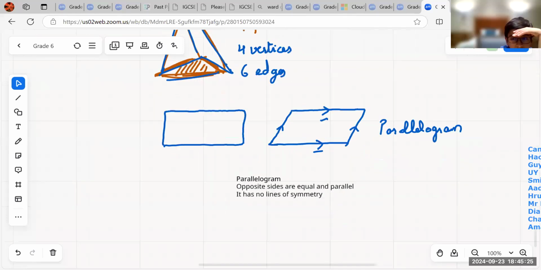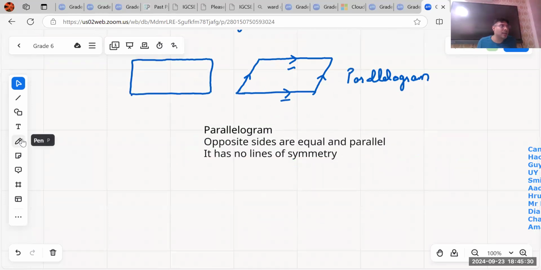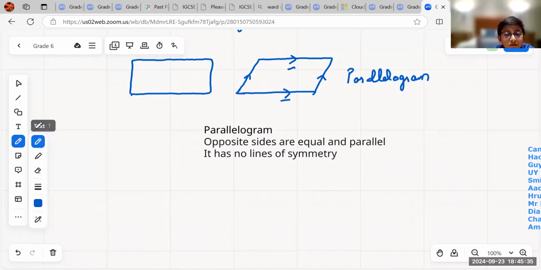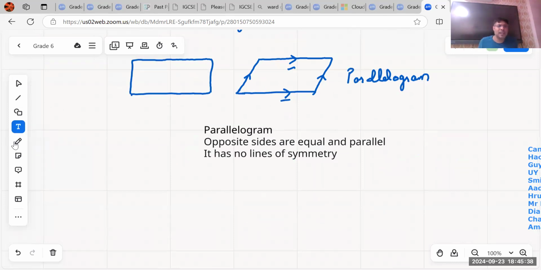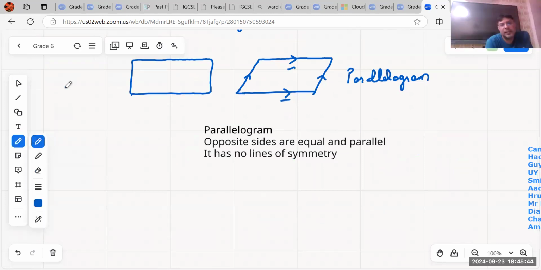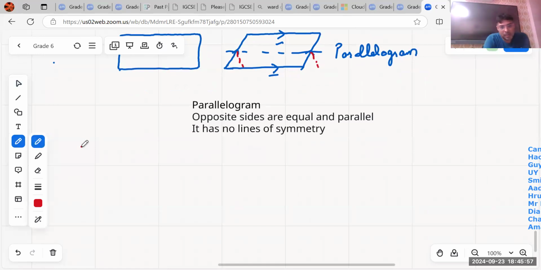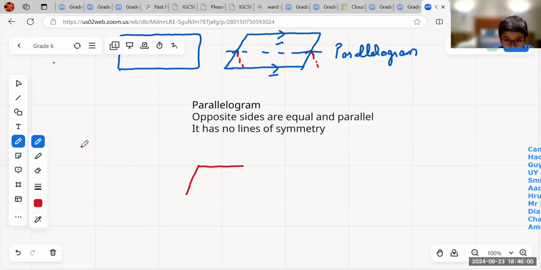So why doesn't it have any line of symmetry? You tell me which line, horizontal, vertical or diagonal, and I will show you. Let's see horizontal. If horizontal were its line of symmetry, then the shape would have been like this. Understood?